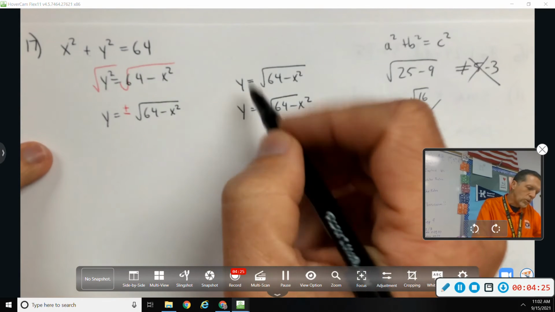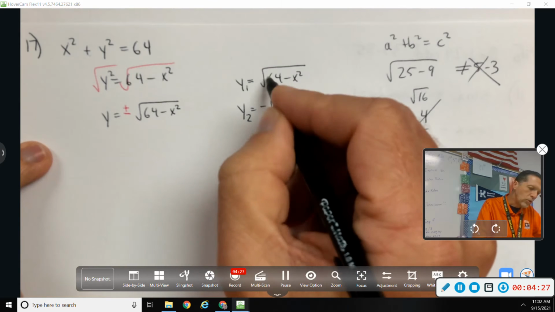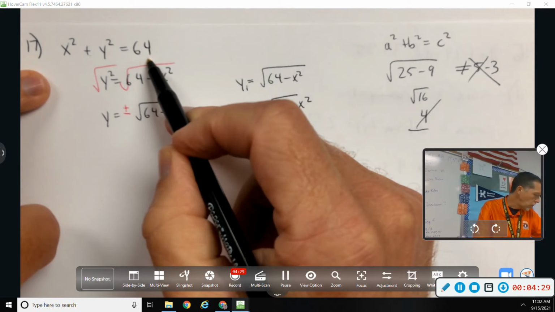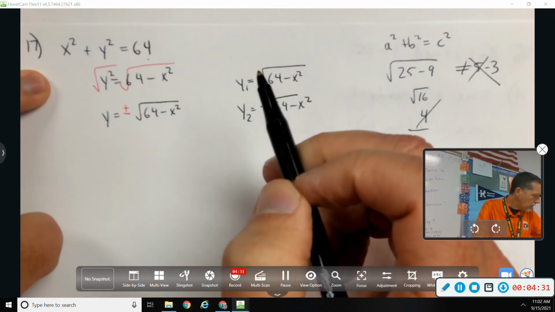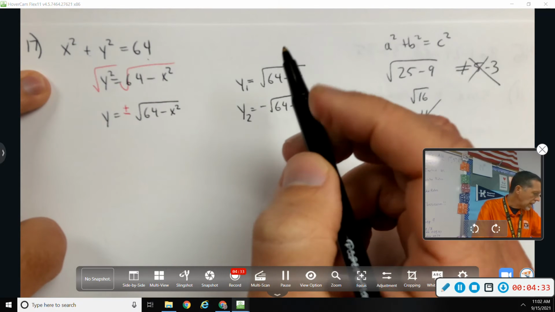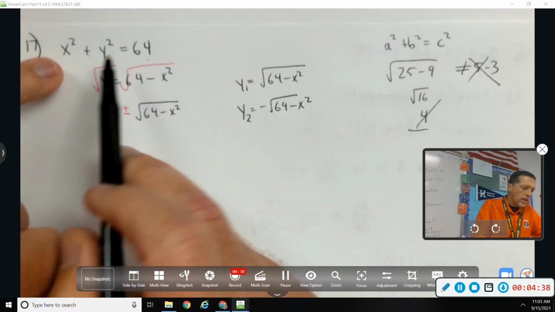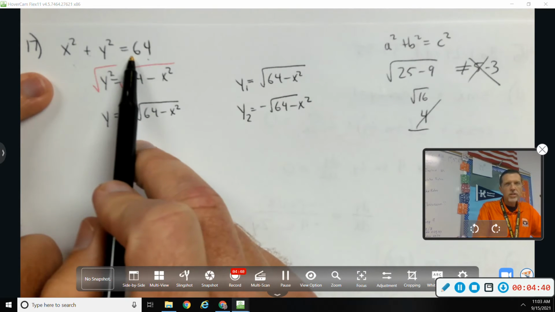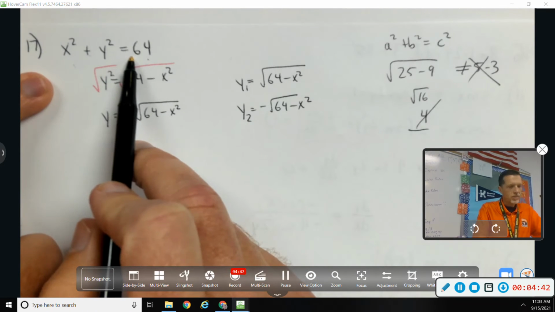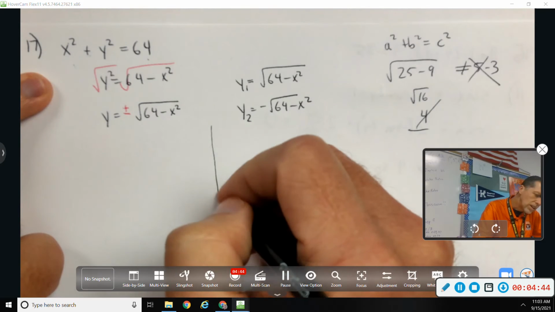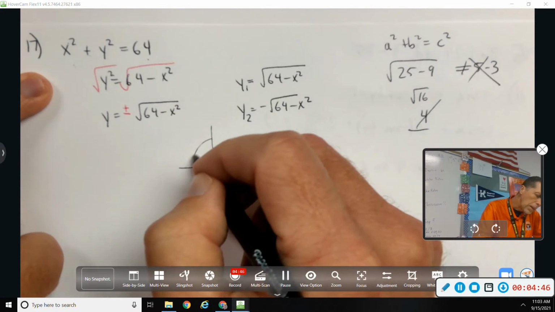So there's my 2 equations. That's 2 functions that sort of cover this first equation. Part B, sketch the graph of the equation and label the parts given by the corresponding explicit functions. x squared plus y squared equals 64. Circle of radius 8.